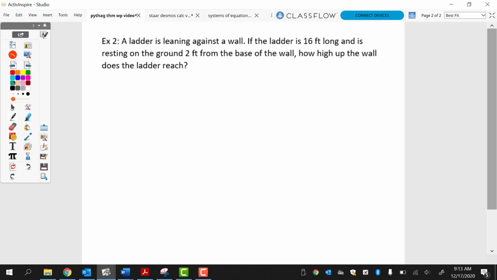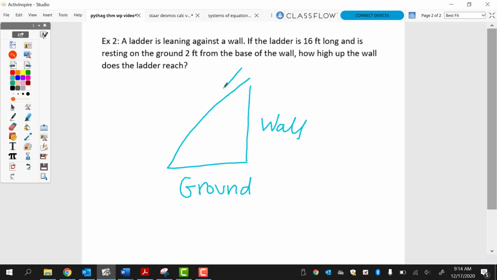In number 2, we're talking about a ladder is leaning against a wall. If the ladder is 16 feet long and is resting on the ground 2 feet from the base of the wall, how high up the wall does the ladder reach? So we have a ladder and a wall and the ground. So here's the wall. If it helps, label it wall. And then here's the ground. Okay, and then the ladder is going like this. It would be a straight line. See, this is what a ladder looks like.